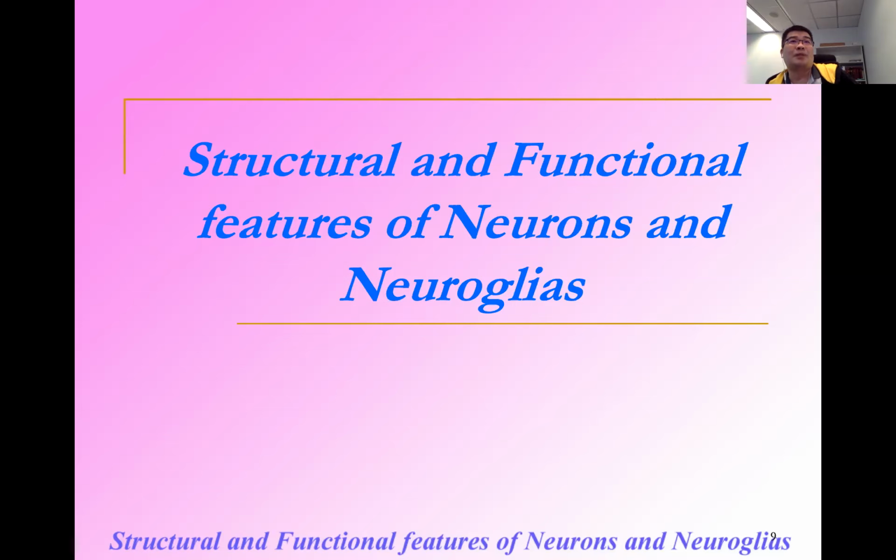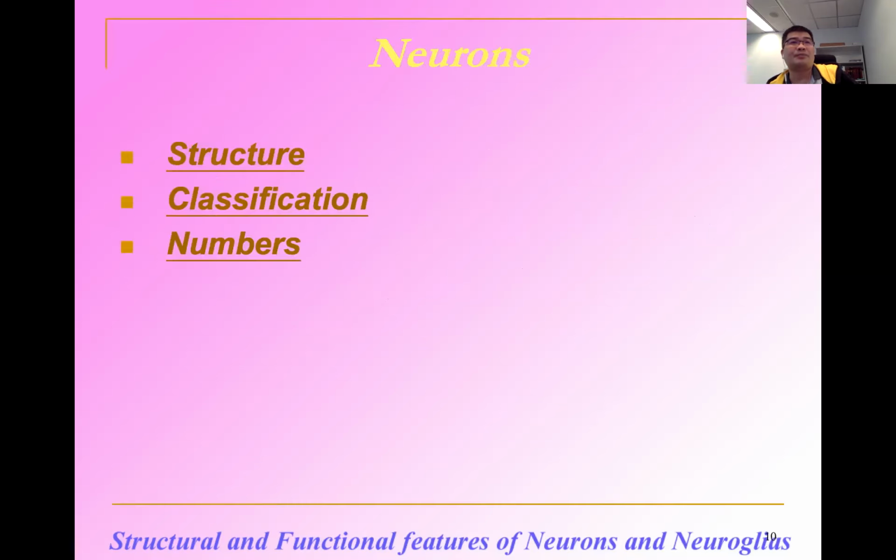Okay. Let's go for a little bit more on the structural and functional features of neurons and the nuclear cells. In the neurons, we'll talk about the structure, the classifications, and the numbers, and their function as well.